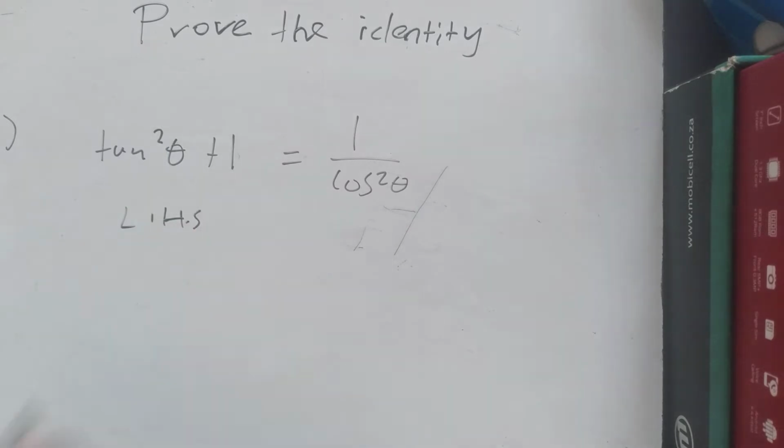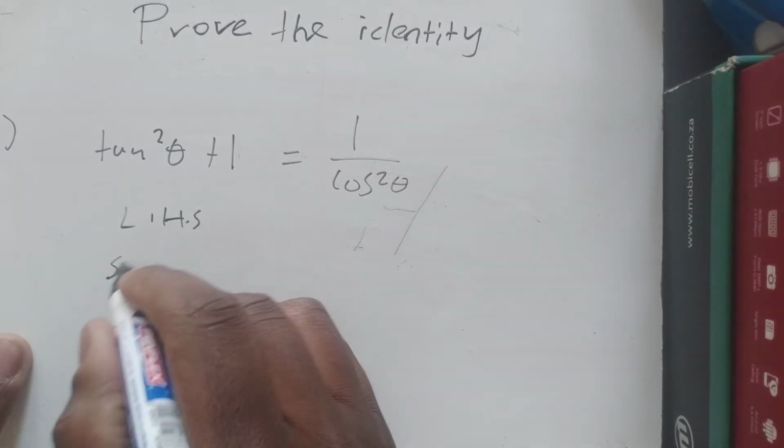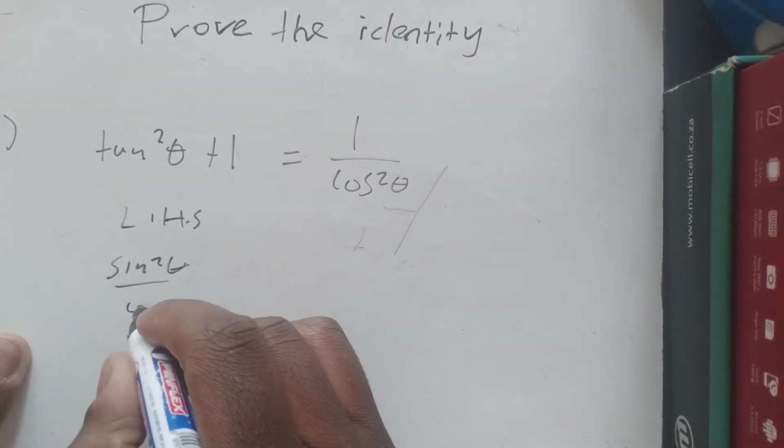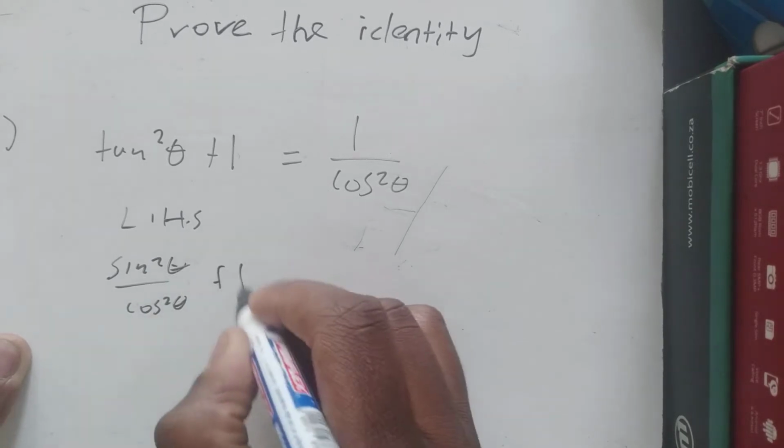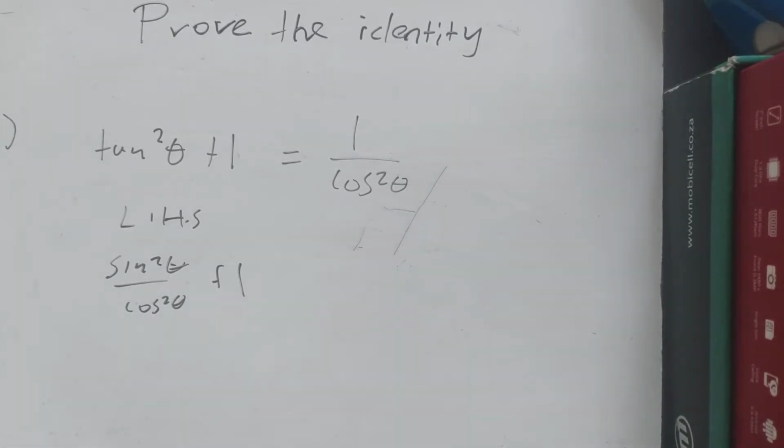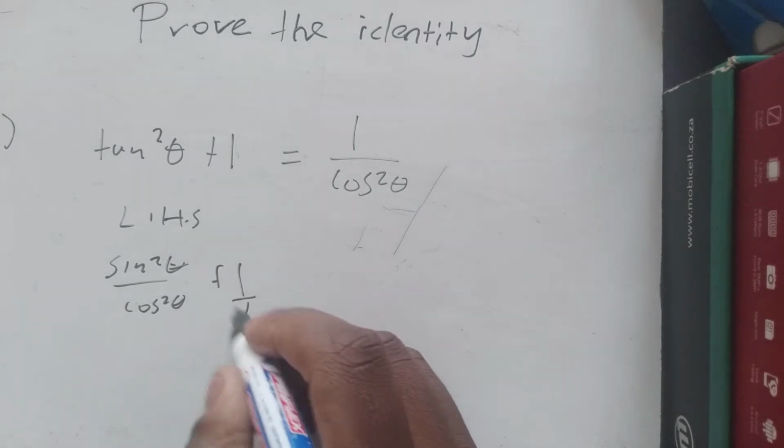So now when we have tan squared, remember when we see this, we change it. We always change tan to sine squared over cos squared, right? Plus 1. And from here you can never say you're stuck. Remember how to add fractions. 1 is the same as 1 over 1.